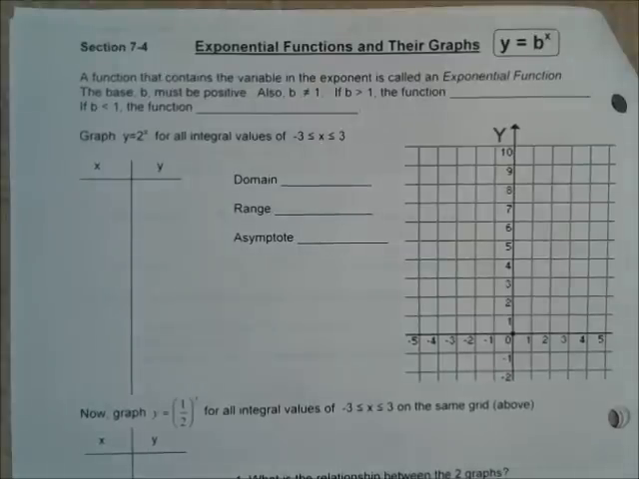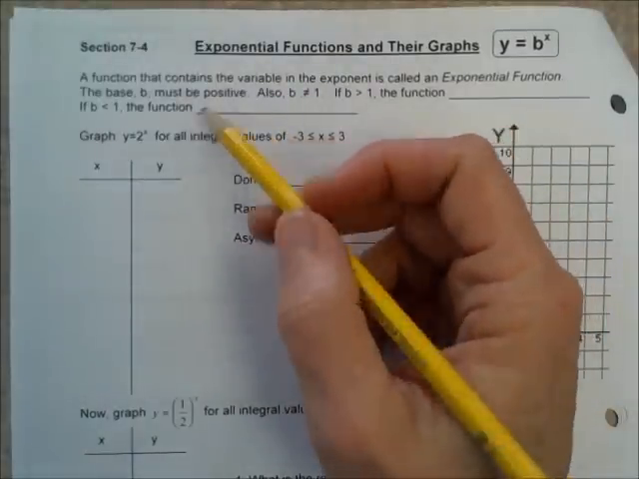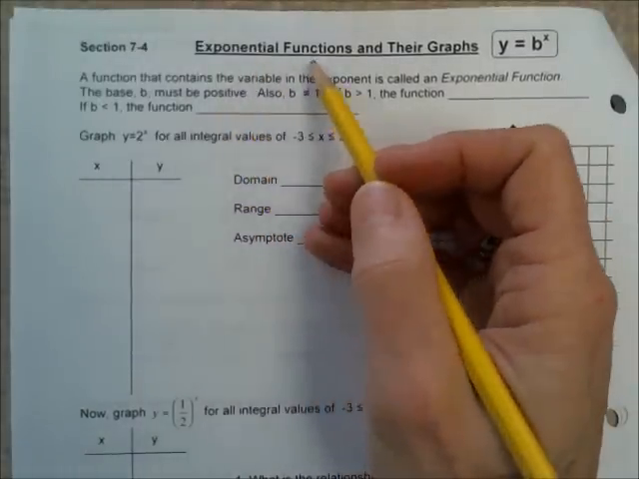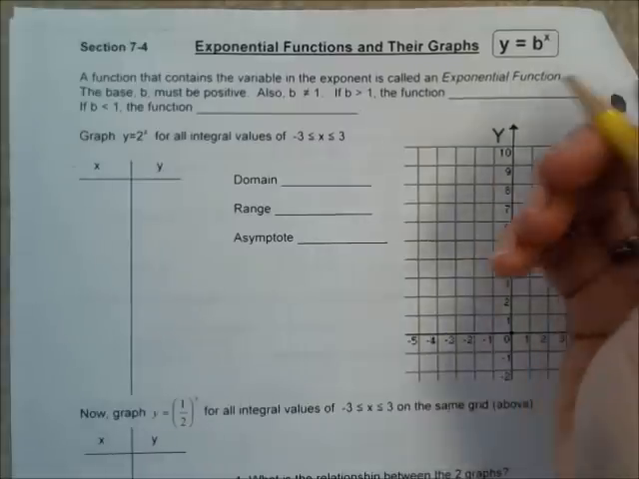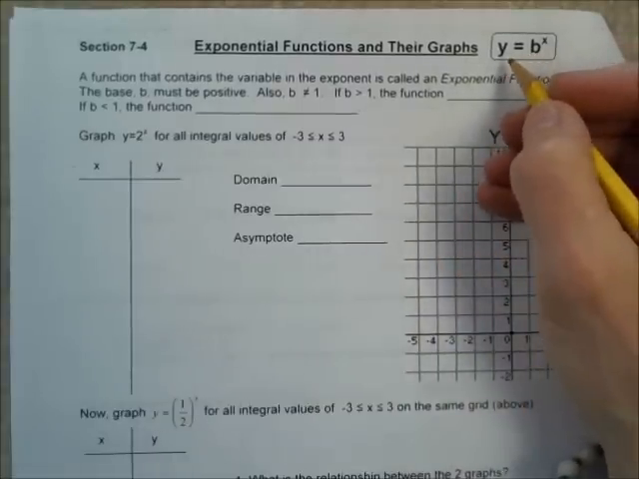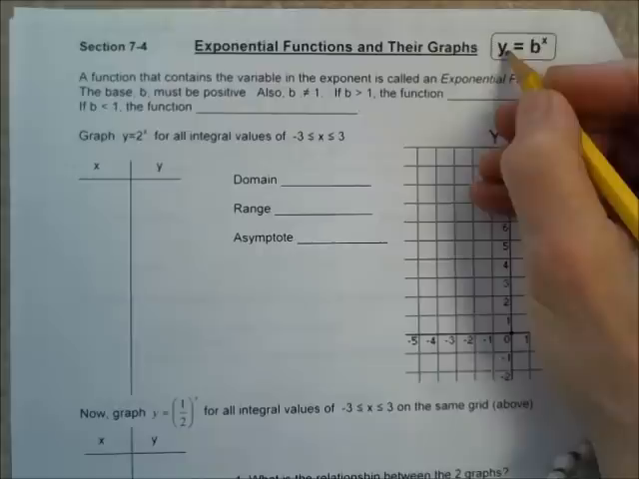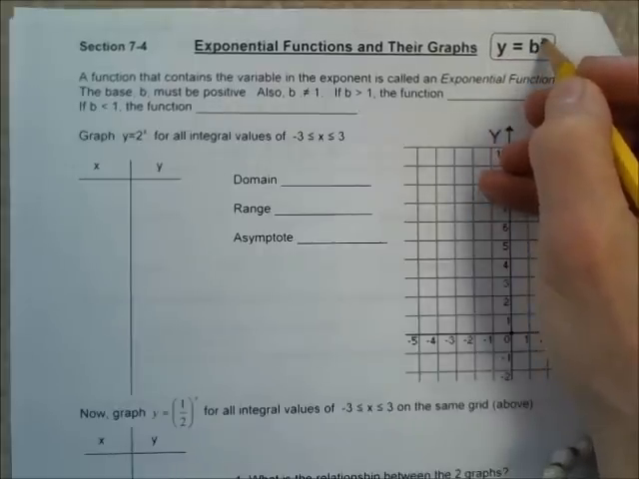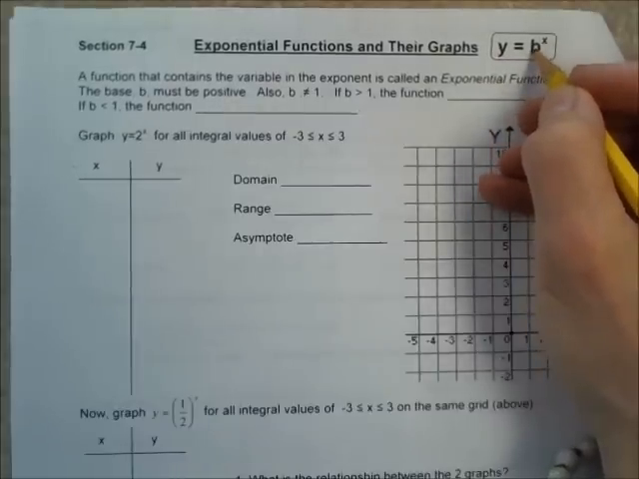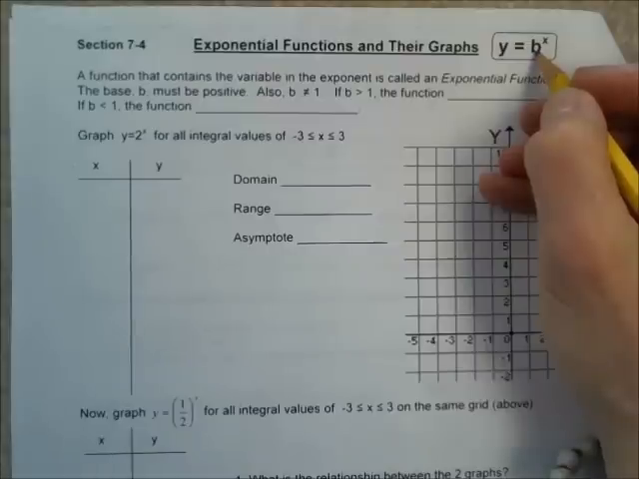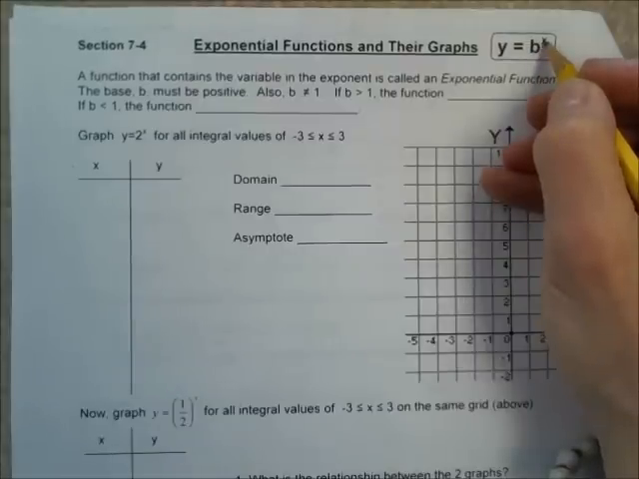Today we're going to talk about chapter 7.4 in your textbook. We're going to talk about exponential functions and the graphs of them. The form of an exponential function is y equals, or f of x equals, b to the x. This value b is going to be a number. The x is the variable.